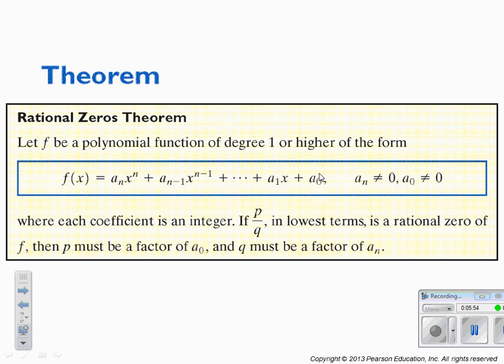So we're going to start looking at factors of my last term and factors of my first coefficient, putting the last over the first, and putting together possible rational zeros.